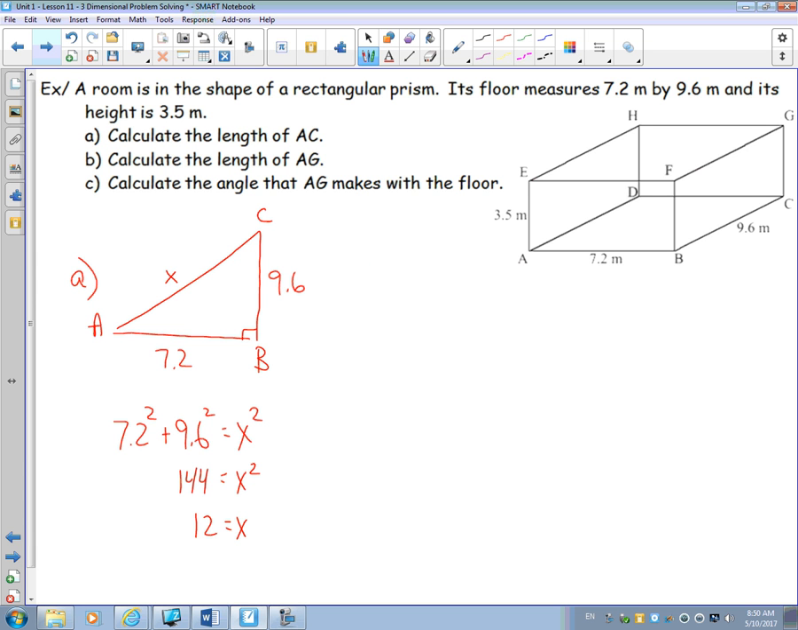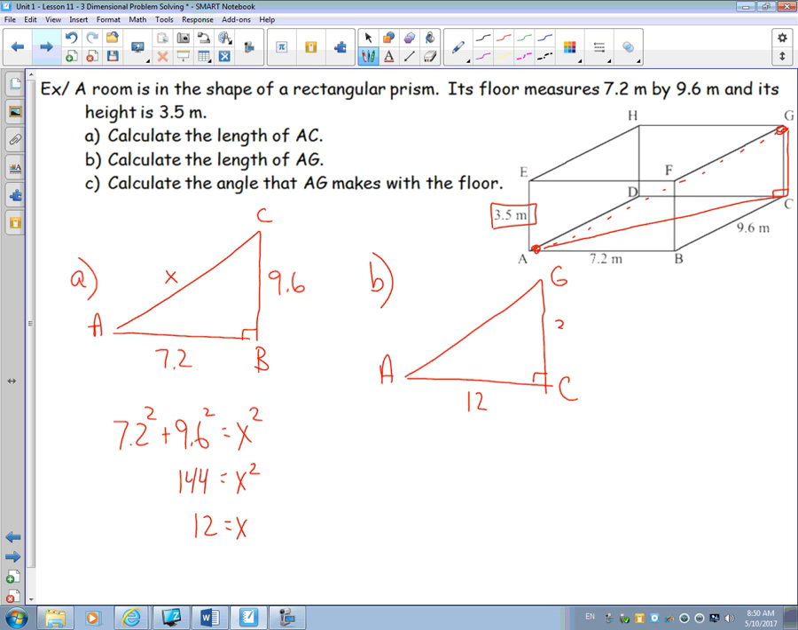And let's try the next one, AG. Where's AG in the diagram? Well, that one goes from the bottom corner all the way up to that top corner. So it's basically a slice through the diagram, if you will. Hard to see, but if I redraw it, I have A, I have C, and I have G. And I know A to C, I just figured that out, was 12. I know there's a right corner in the back of this, there's got to be a right corner here, where the floor meets the wall. And I know GC is the same height as it is over here, so that's 3.5.